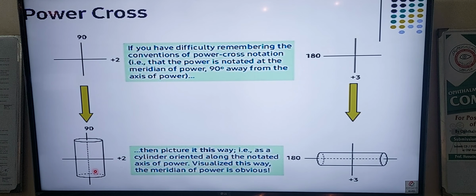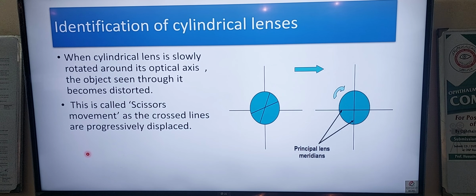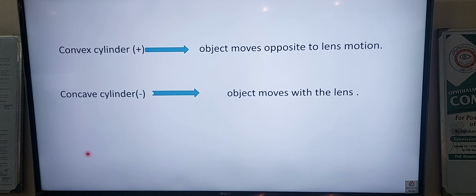Now how do we identify cylindrical lenses? When cylindrical lenses are slowly rotated around its optical axis, the object seen through it becomes distorted. This is called scissor movement as the cross lines are progressively displaced. With the convex cylinder lens, the object moves opposite to lens motion, and with the concave cylinder lens, the object moves with the lens.